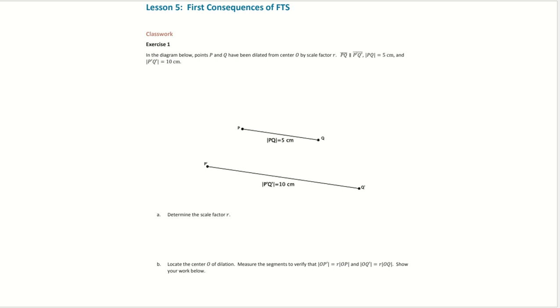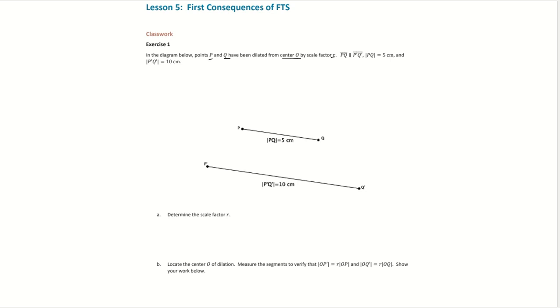Alright, this is Module 2, Lesson 5 for 8th grade. Okay, so it says first consequences of FTS. Diagram below, points P and Q have been dilated from center O. There's no center O drawn on here yet, by scale factor R.